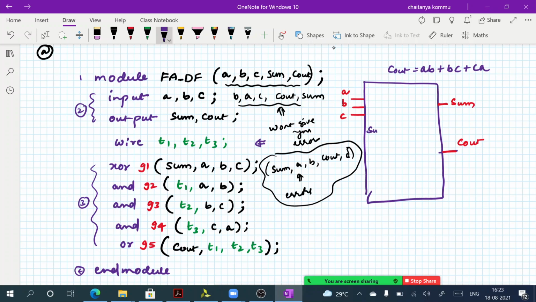How do we write the sum signal here? Sum is equal to A XOR B XOR C. What about the Cout? It is nothing but AB plus BC plus CA, right? Once you know these equations, it is very easy to write a Verilog program from them. This type of modeling style is called data flow modeling.